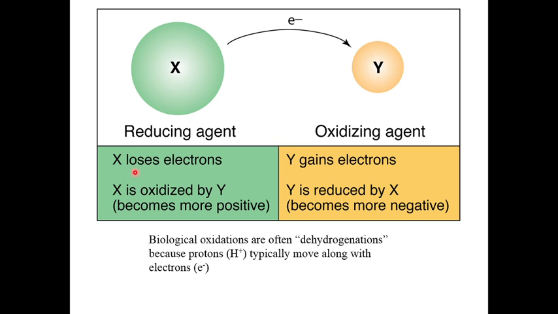Now, the points are X loses electrons and X gets oxidized by Y, becomes more positive. The oxidizing agent, which gets reduced, gains electrons, and now it is reduced by X and becomes more negative because it's gaining electrons. Biological oxidations are often dehydrogenations because protons typically move along with electrons.